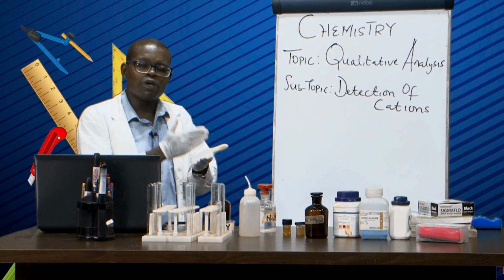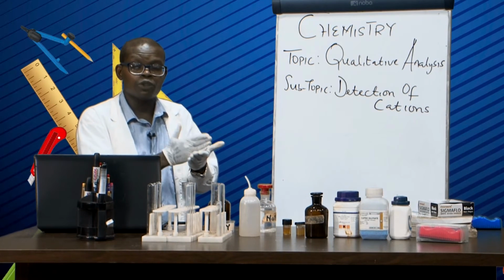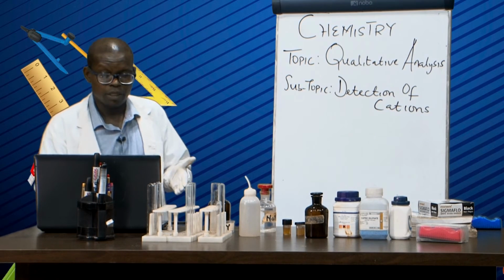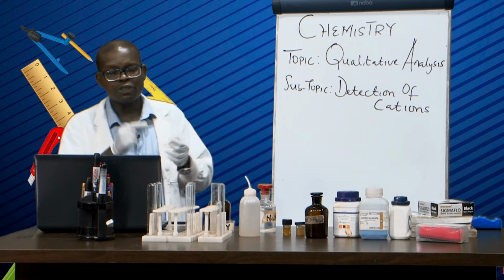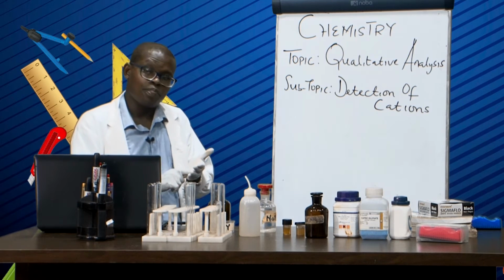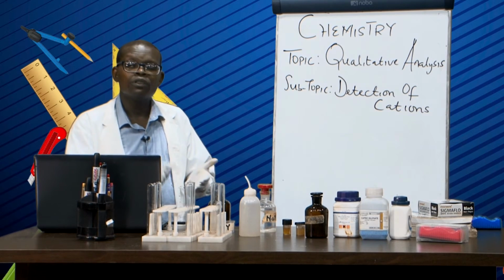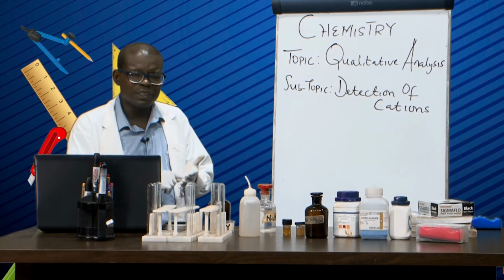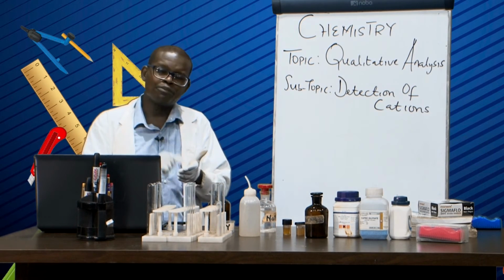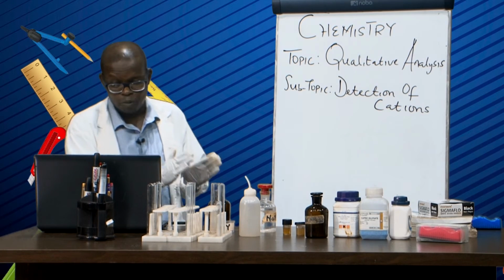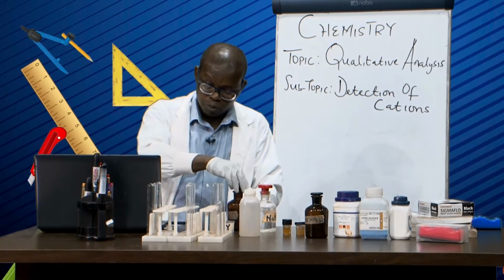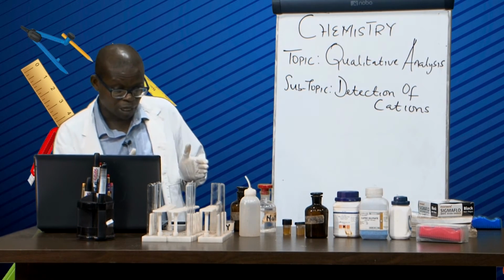If it is aluminum ion, now when sodium hydroxide solution is added, in drops and in excess, the observation you are going to have is the same thing as that of zinc 2 ion. But when ammonia solution is added for aluminum ion, the white precipitate is insoluble. Whereas for zinc 2 ion, the white precipitate is soluble. That is when ammonia is added in excess. So don't forget that. So we are through with zinc 2 ion and aluminum ion.